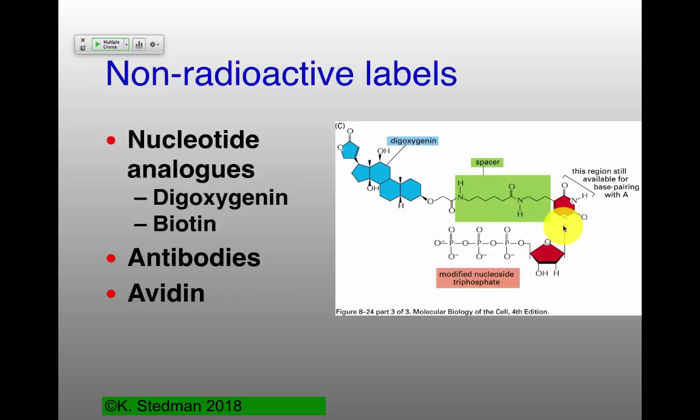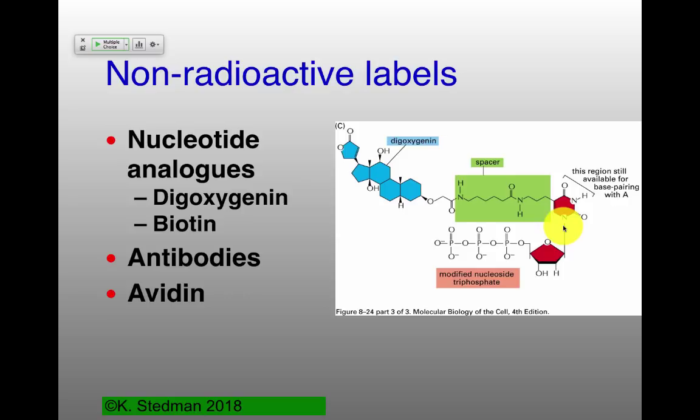So it turns out that a lot of DNA polymerases can incorporate these bizarre nucleotides that have these extra things hanging out in the major groove. And people have now developed specific polymerases that are really good at incorporating these extra nucleotides. So that's probes and hybridization.